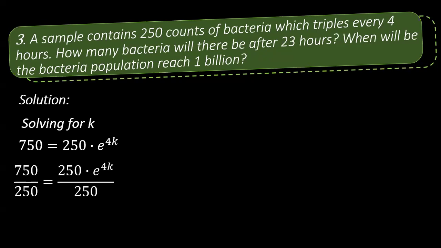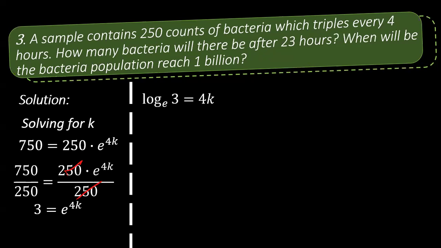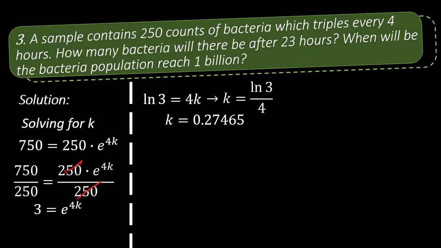Next, we divide by 250 both sides. We cancel. And what is 750 divided by 250? So that's 3 is equal to e raised to 4k. Next, we rewrite it as a logarithm. So that's the logarithm of 3 to the base e is 4k. You write it as an ln. So we have the ln of 3 is equal to 4k. Next, we solve for k by dividing both sides by 4. So we'll have k is ln of 3 over 4. So our k is 0.27465. So you have to use a scientific calculator for this one.